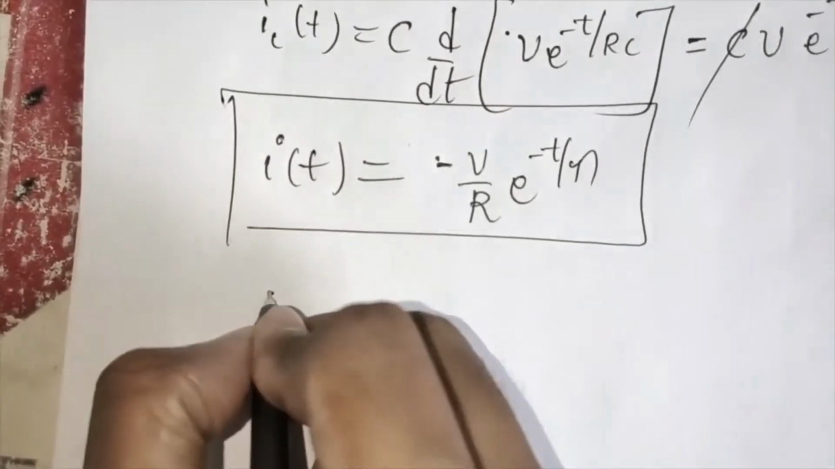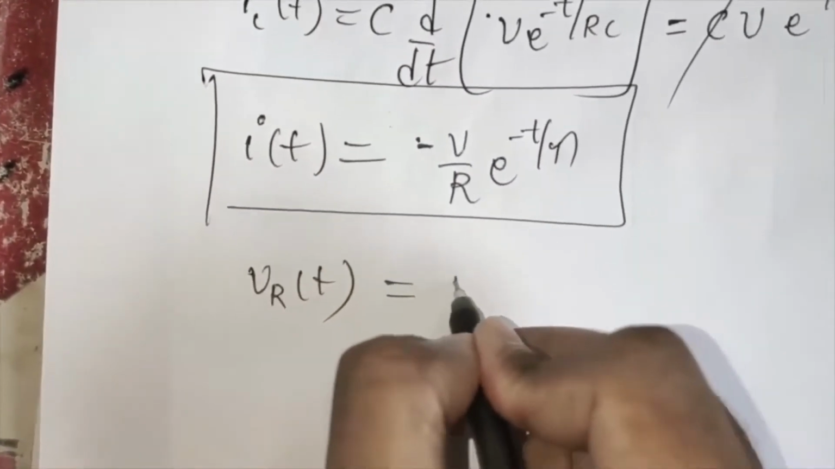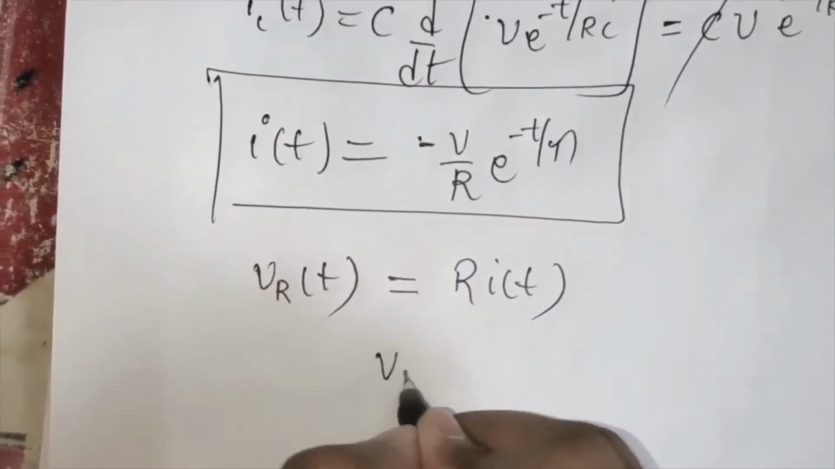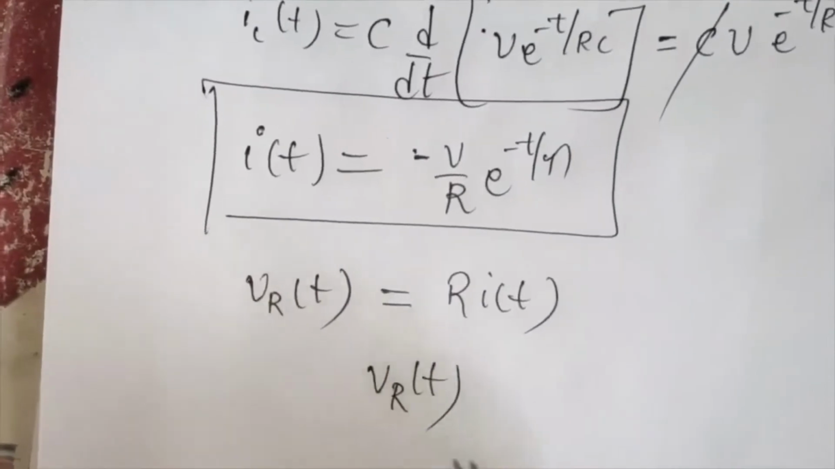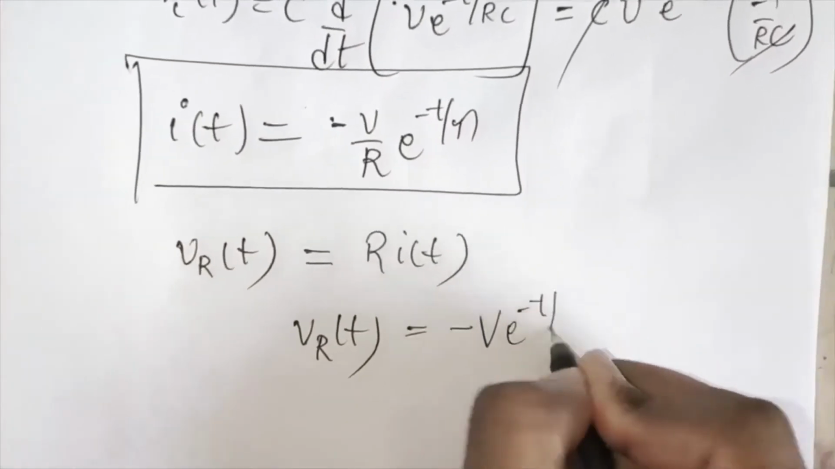Similarly, VR of t is equal to R into I of t. Therefore this expression becomes equal to minus V e power minus t by tau.